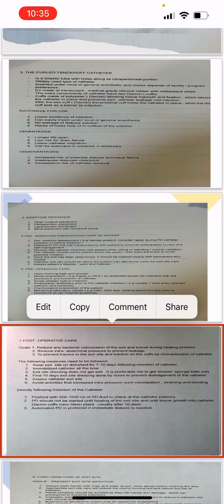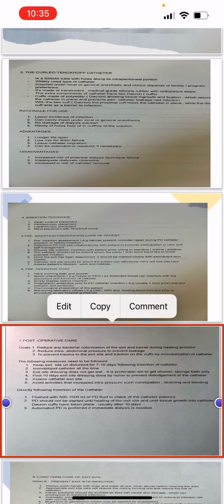Post-operative care: we have to reduce any bacterial colonization of the exit site and tunnel during the healing process, and reduce intra-abdominal pressure to prevent leakage, trauma on the exit site, and traction of cuffs by immobilizing the catheter. So the following measures need to be followed: do not disturb the insertion of the catheter for 7 to 10 days.